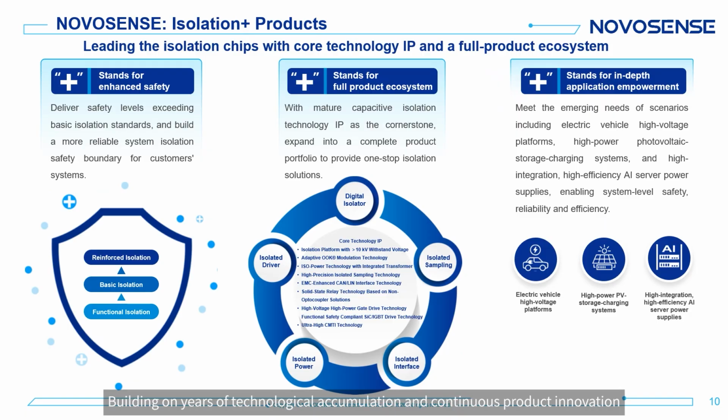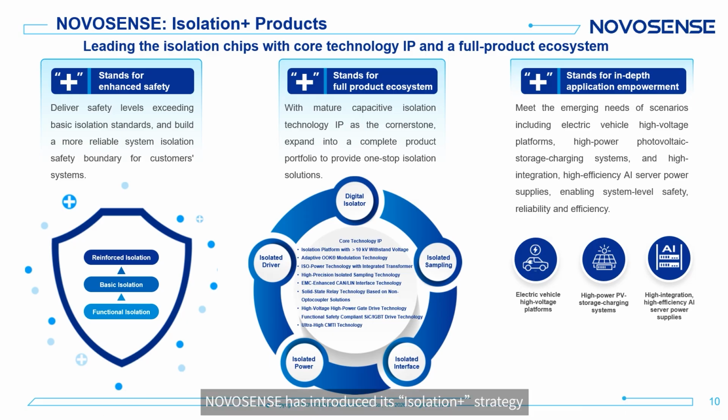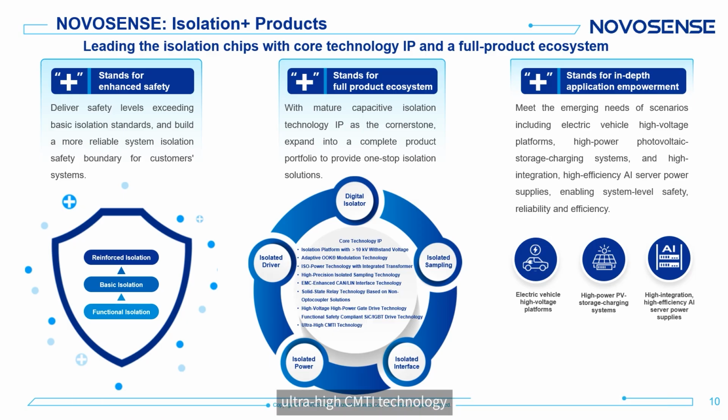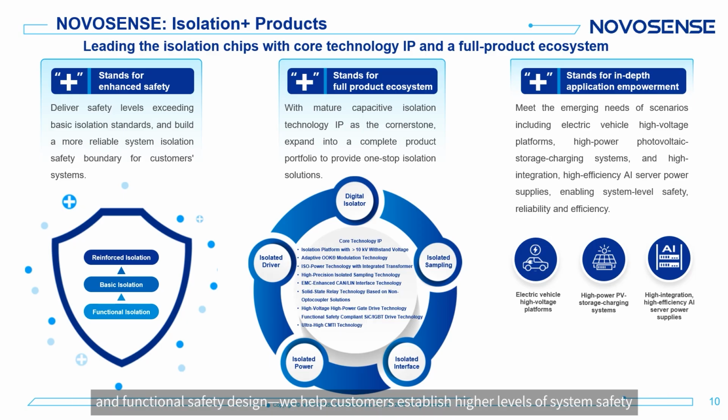Building on years of technological accumulation and continuous product innovation, NOVOSENSE has introduced its Isolation Plus strategy. Our goal is to lead the isolation industry through core technology IP and a comprehensive product ecosystem. The Plus carries three meanings. First, it represents enhanced safety. Through our core technology IP, including isolation platforms exceeding 10 kV withstand voltage, ultra-high CMTI technology, and functional safety design, we help customers establish higher levels of system safety.